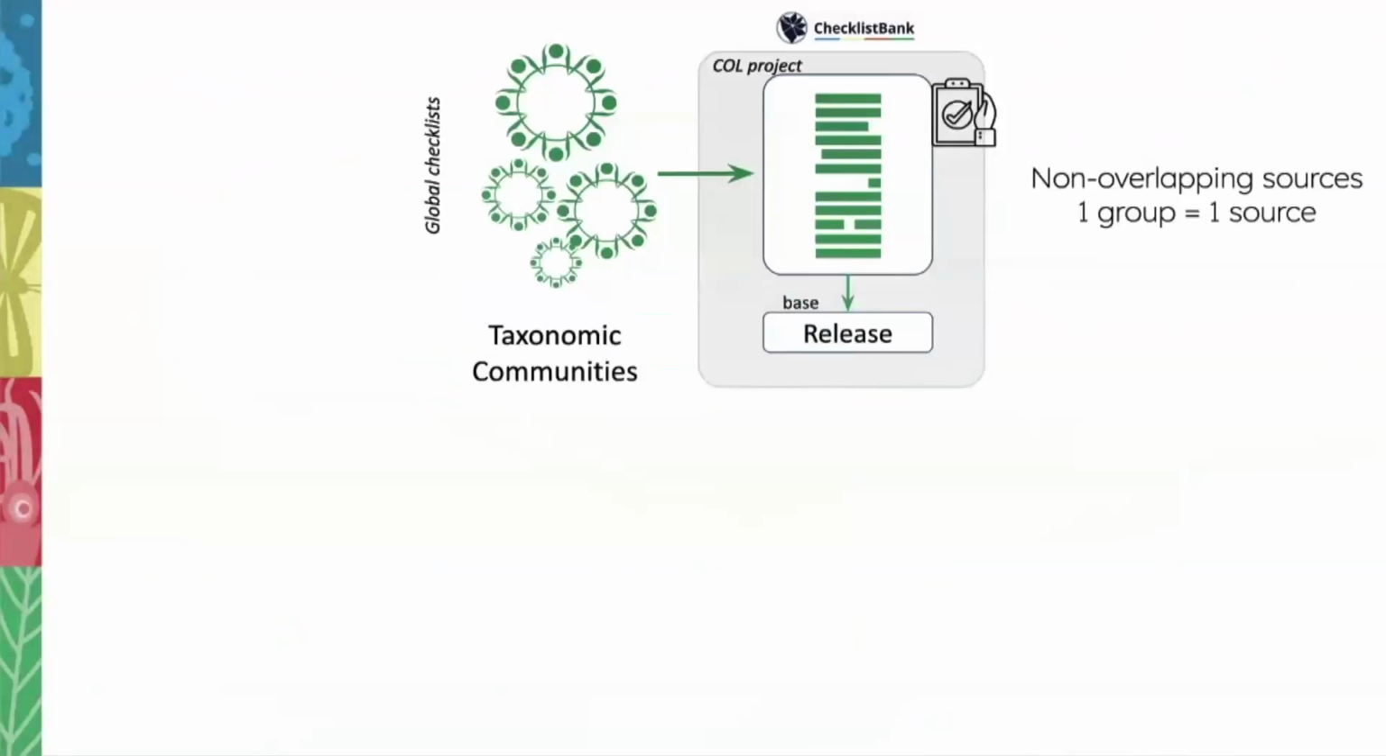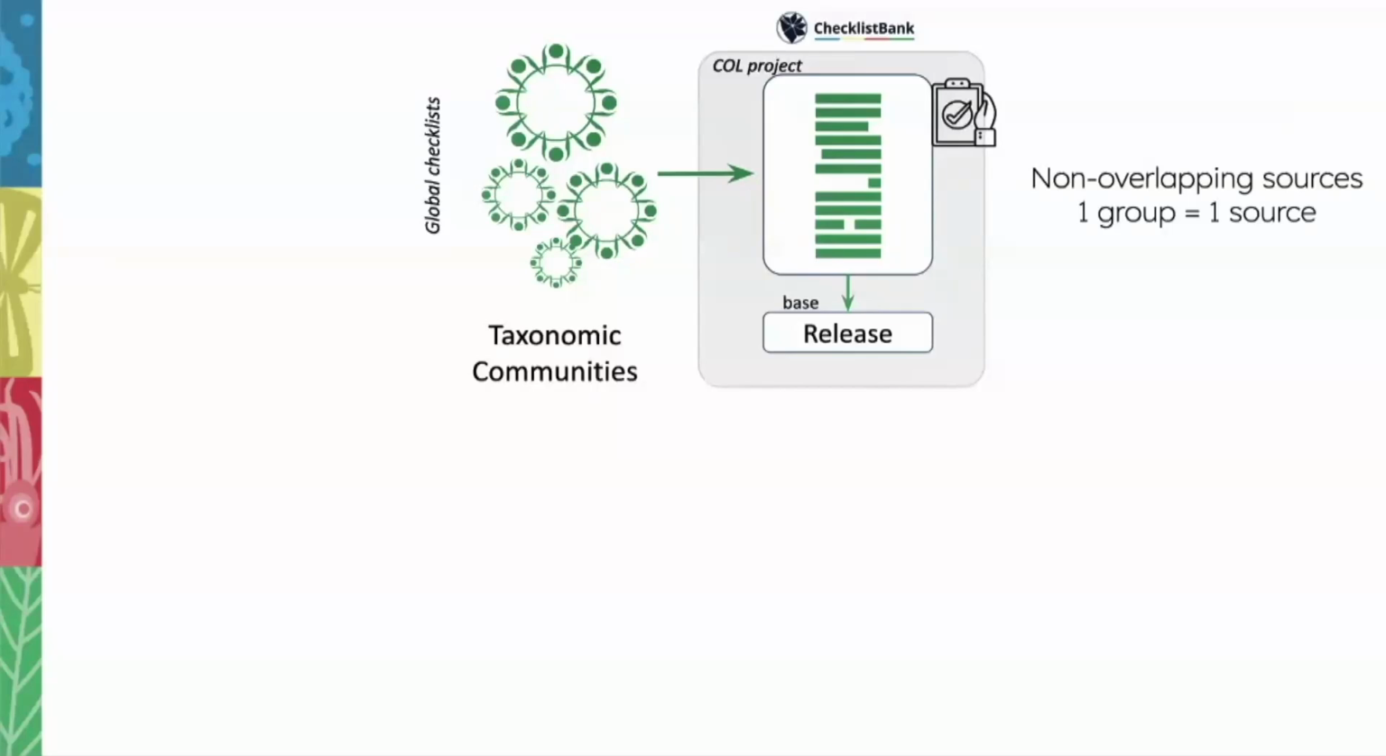Until now, we have been working with 164 taxonomic communities that provide information to our infrastructure, ChecklistBank. And we add this information in a non-overlapping manner. So for any taxonomic group, we only have one source providing information. So for example, spiders only come from the World Spider Catalog, and so on.